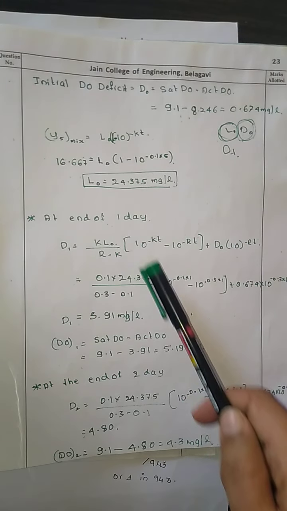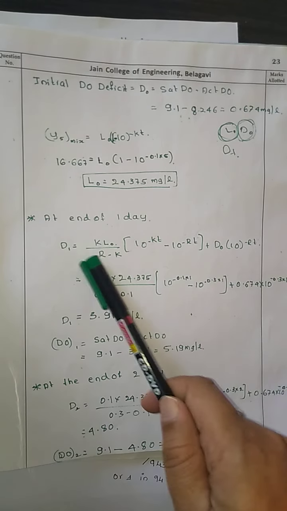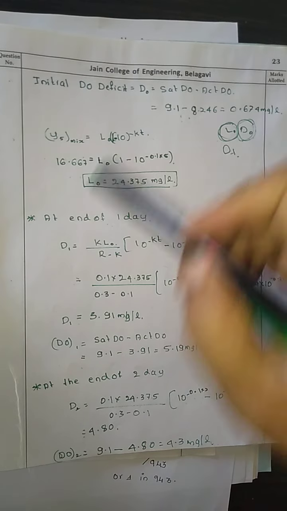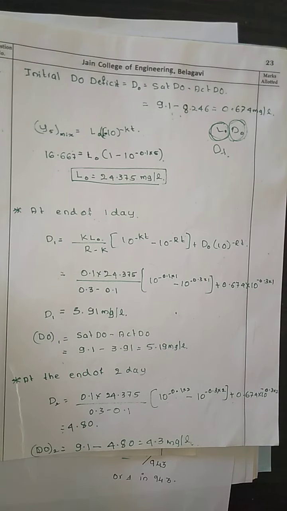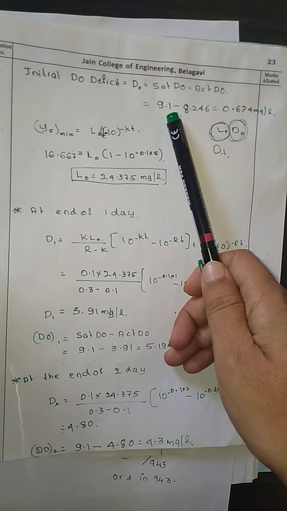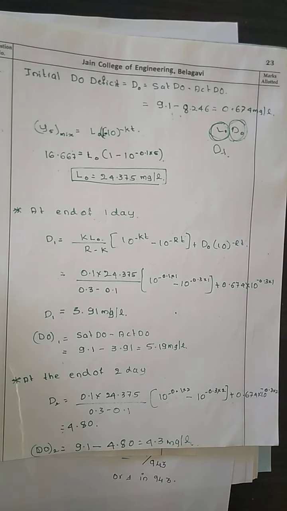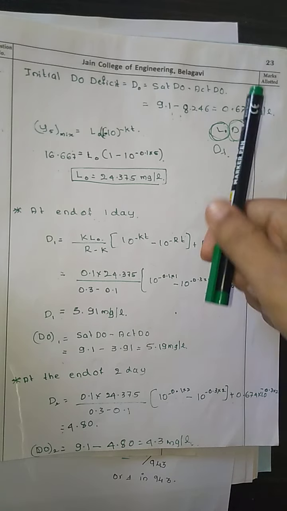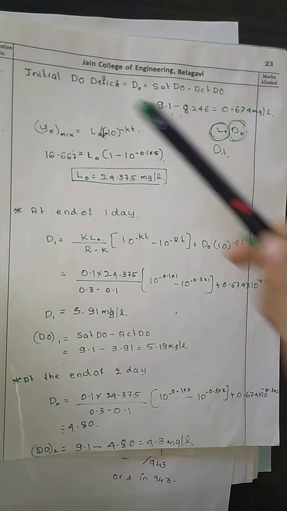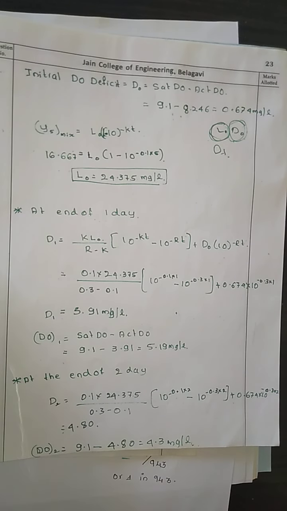Now we want D naught and L naught; the rest we already know. Now we need to find out D naught. In order to find out D naught, what formula should we use? Saturation DO minus actual DO. Saturation DO is already given in the problem, that is 9.1, minus actual DO, which is 8.246, the DO of the mix. So we have got the initial oxygen deficit, D naught. D naught stands for the initial oxygen deficit. We get it as 0.674 mg per liter.